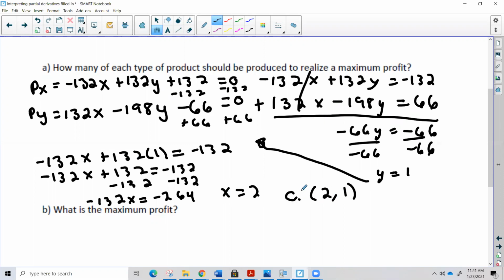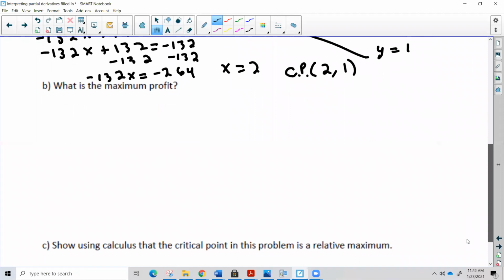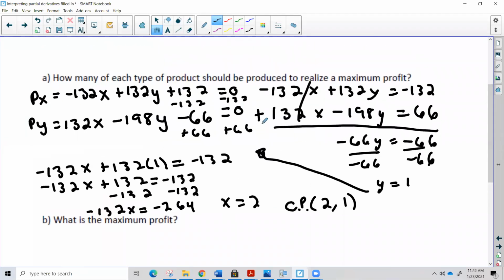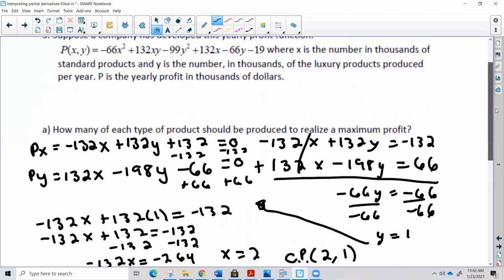So this is my critical point. Because it's our only critical point, most likely this is a max. In part C, we are going to have to verify that it's a max there. If we didn't have that part in here, I would then verify it in part A, but because they asked it in C, I'm going to wait.